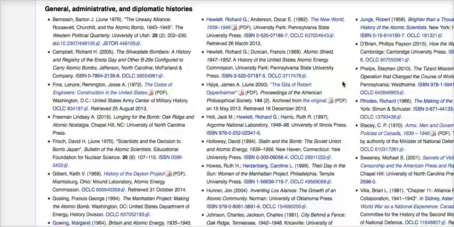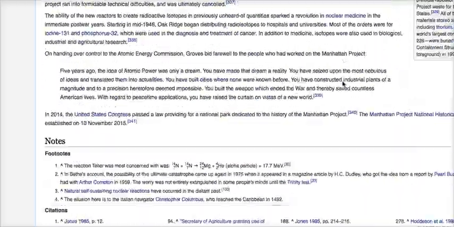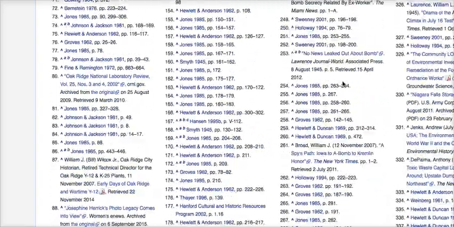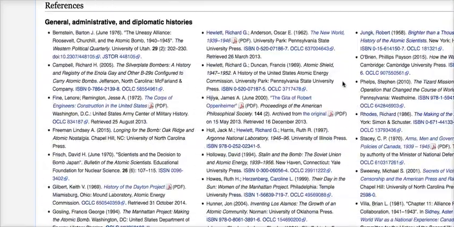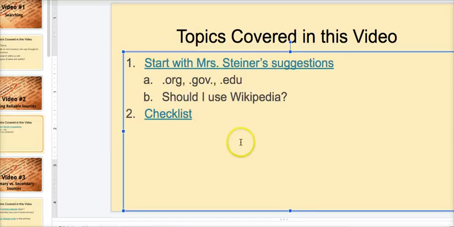So I don't really want you to use the article part, but I would really like it if you scrolled down and looked over the notes, the citations, and the references in these Wikipedia articles to try to get access to good sources. So that's how I think you could use Wikipedia effectively.